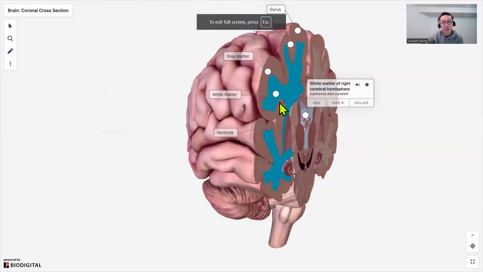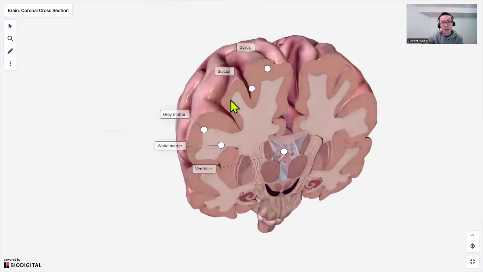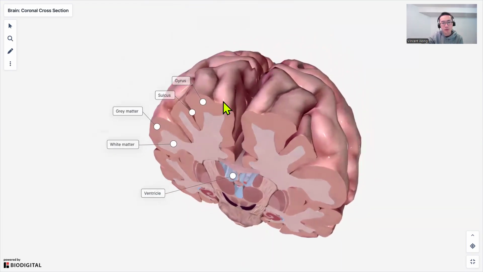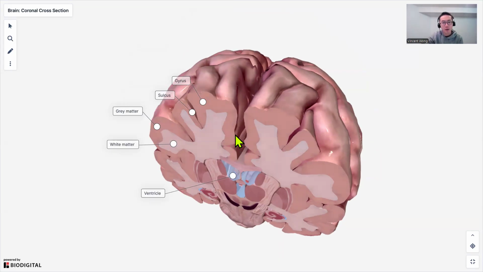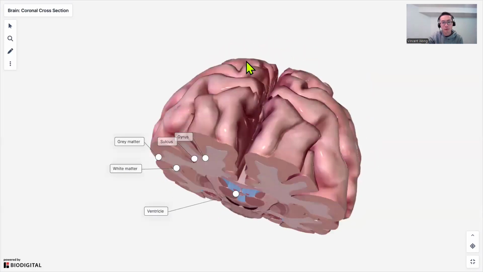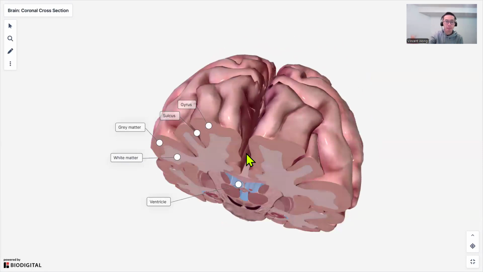So over here, you can see the longitudinal fissure is here. This region that is inside the longitudinal fissure would be for the control of the leg. Although I'm actually looking at the postcentral gyrus right here, so this would be for sensation from the leg. But if you move a little bit forward, that would be for movement of the leg.